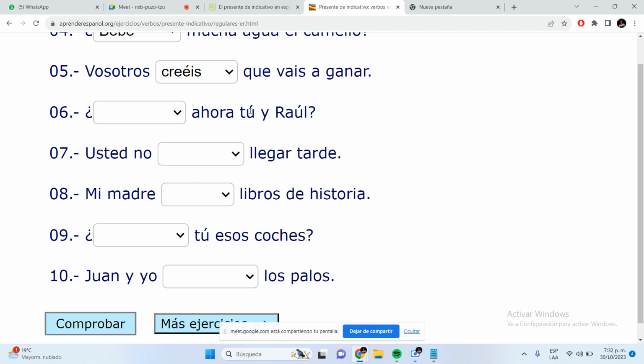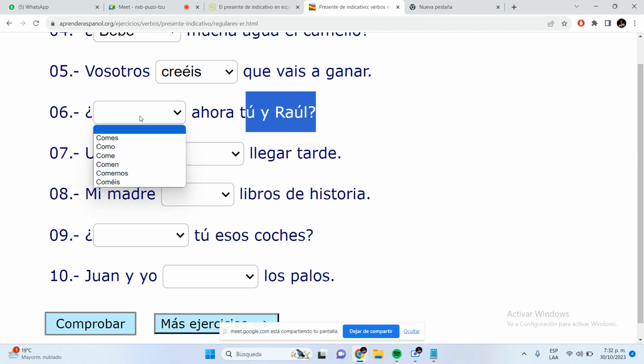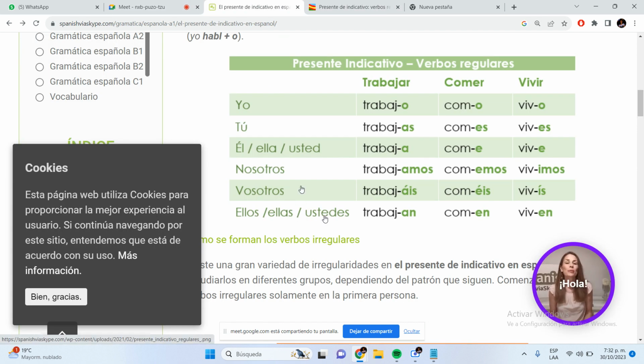Now, again, I'm talking about tú y Raúl. So I'm not talking about just tú. I'm talking about like you all, multiple. So it would be more than one, ustedes. And the verb, again, is comer, right? I'm not sure. I got this one wrong before. I would have said comemos. Yeah. Let me see the list again, please.